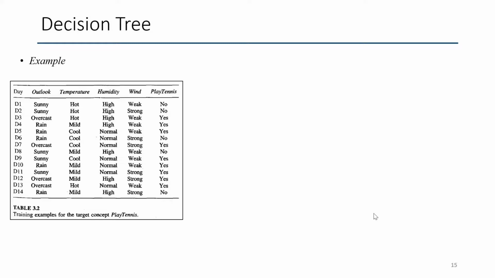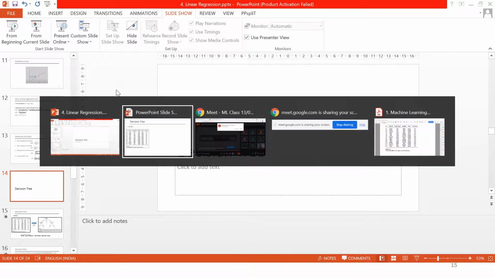So consider some instances are given here. These are the readings of different days, with attributes like outlook, temperature, humidity and wind. Now our target concept is play tennis. So the person will decide to play tennis or not based on the conditions of the environment. For that he decides based on 4 attributes.